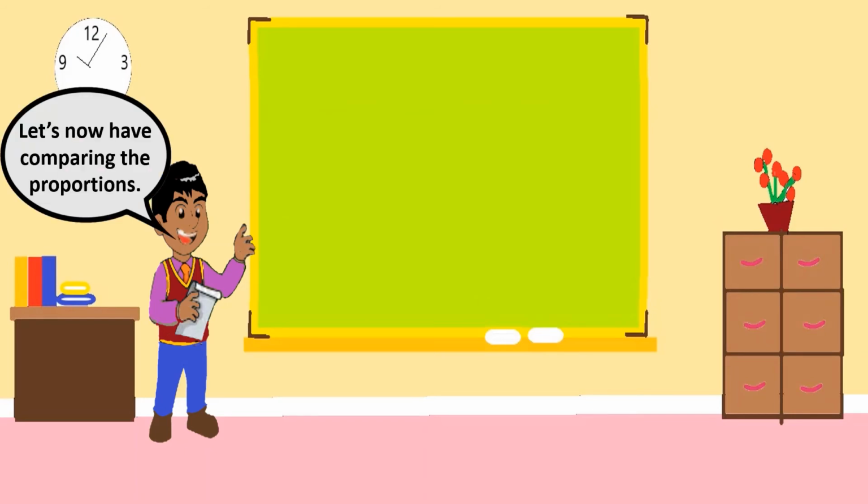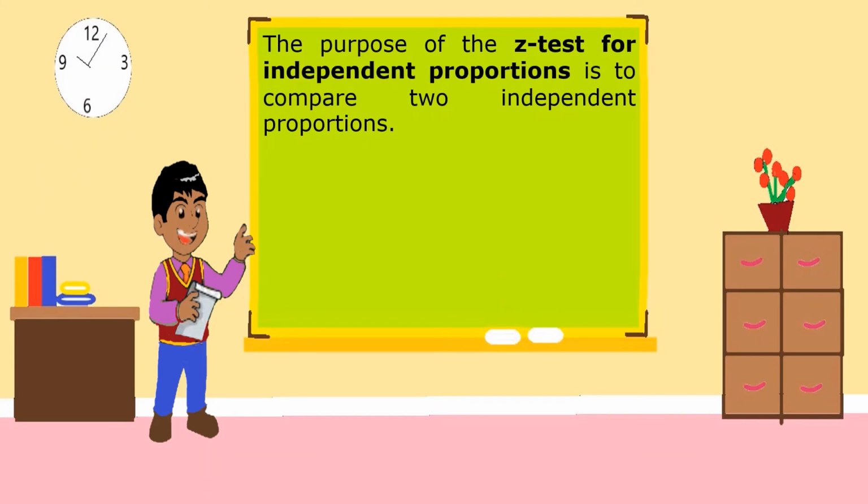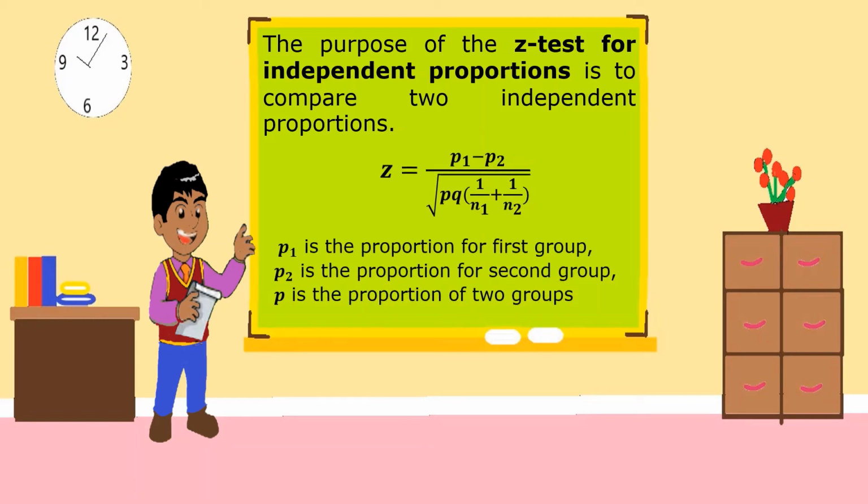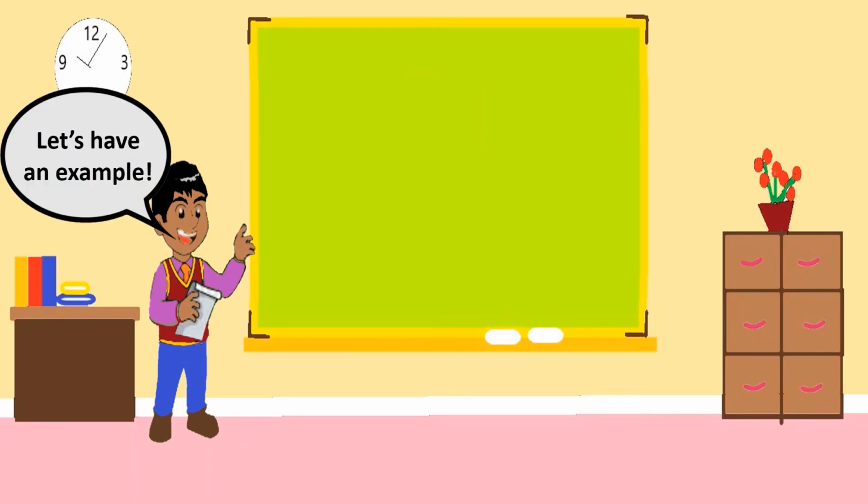Let's now have comparing the proportions. The purpose of z-test for independent proportions is to compare two independent proportions. And this is the formula for the z for independent proportions. P sub 1 is the proportion for first group, P sub 2 is the proportion for second group, and P is the proportion of two groups. Let's have an example.